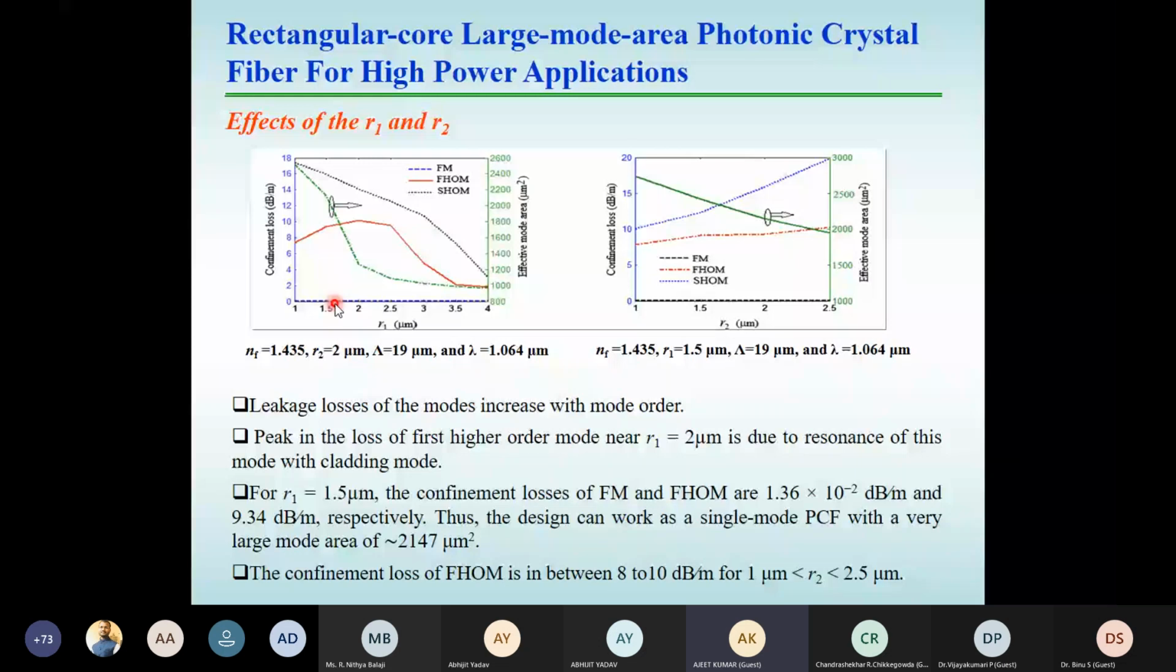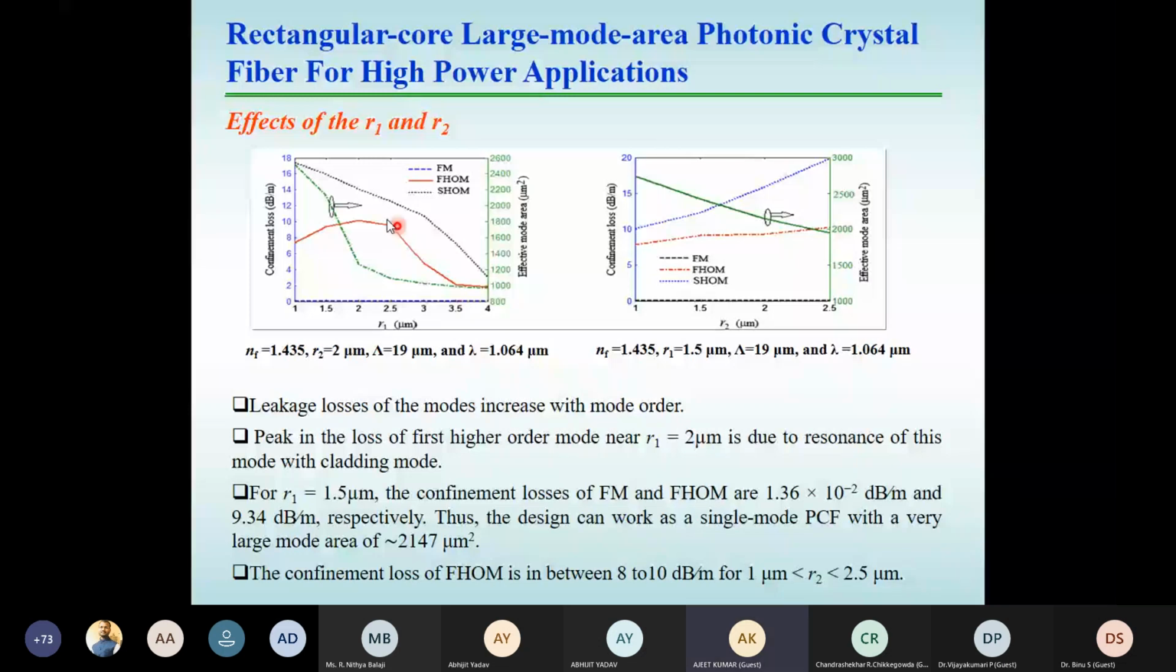What you can conclude is that the loss of the fundamental mode is very nominal in comparison to the first higher order mode loss and second higher order mode loss, due to the spatial structure which we have given. If you look at the loss of the first higher order mode, again it is showing you first an increase, then it is coming down, right? So it is again giving you this particular peak, and this peak is again because of the resonant coupling of this particular mode with the cladding.